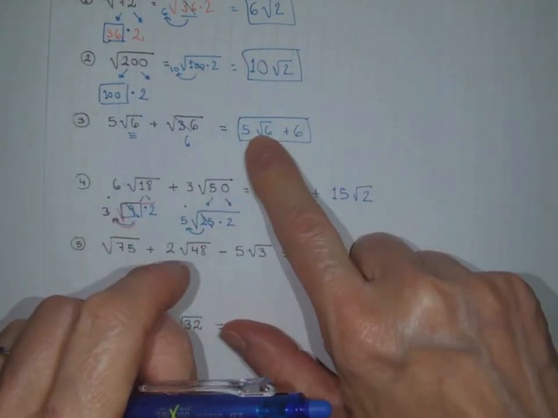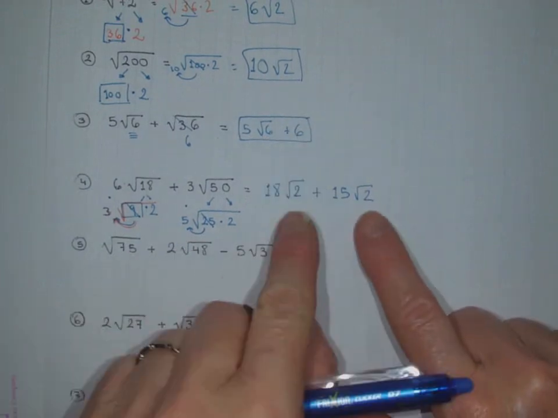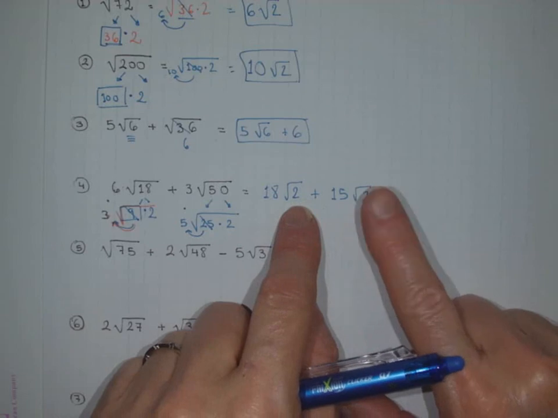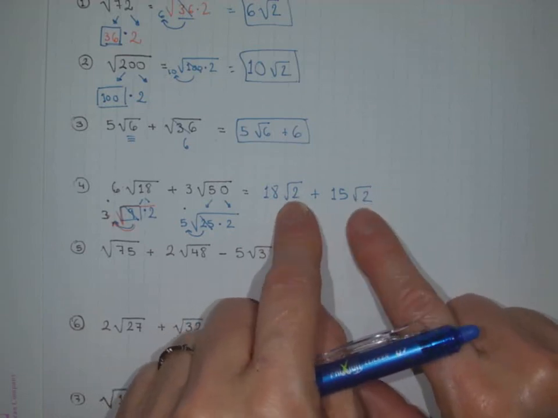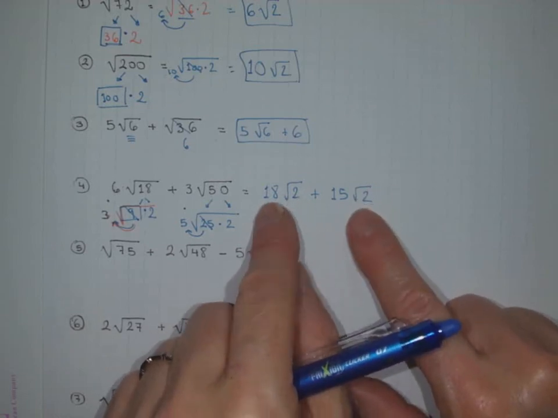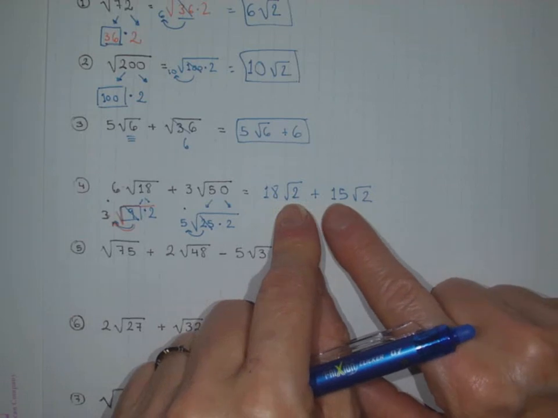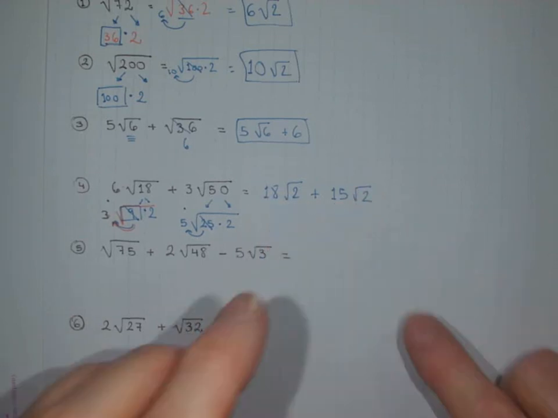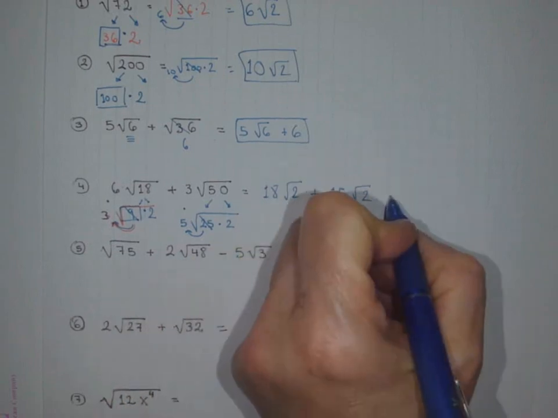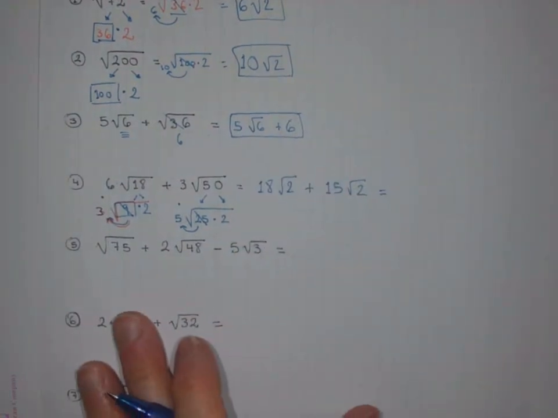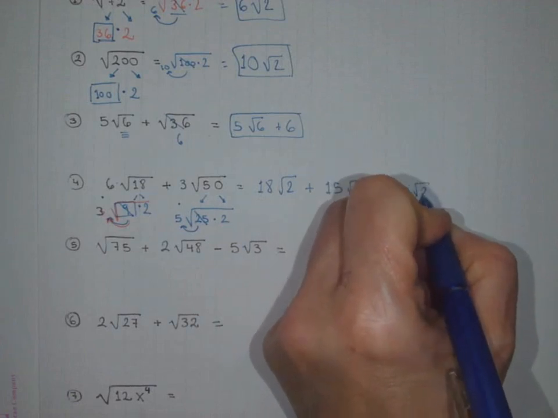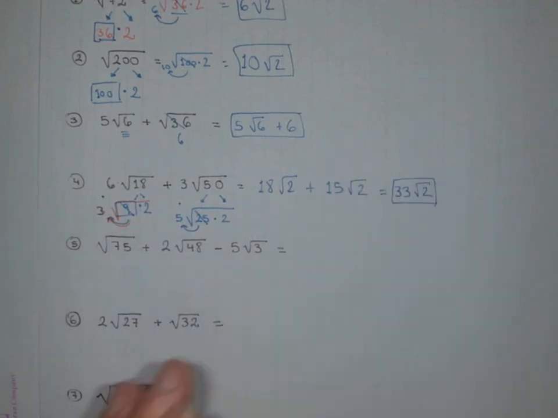Unlike here, when those two are not like terms, now I have two like terms here, because I have a square root of 2 and a square root of 2. So what is that telling me? It tells me I have 18 square root of 2's plus 15 square root of 2's. How many square root of 2's do I have altogether? Well, 18 plus 15. So what's 18 plus 15? That would be 33. So I have 33 square root of 2's. There we go.